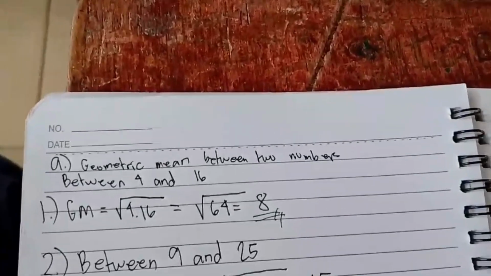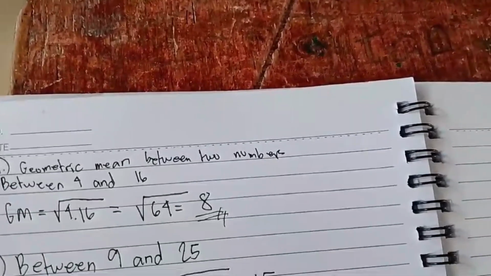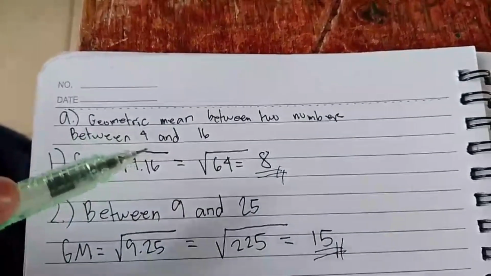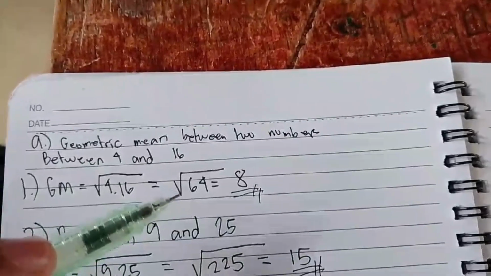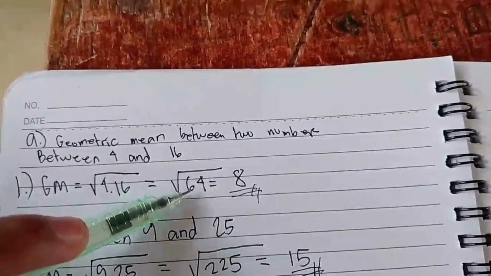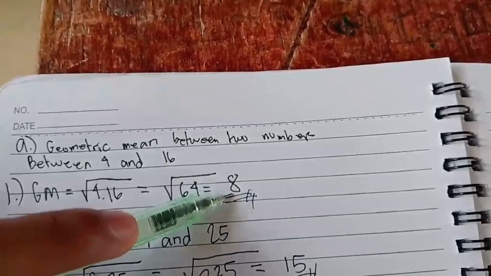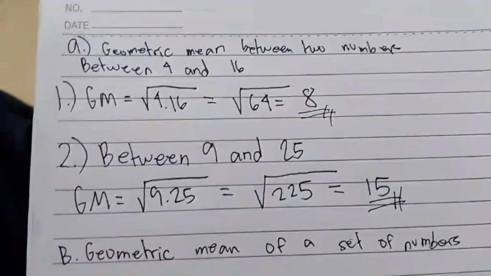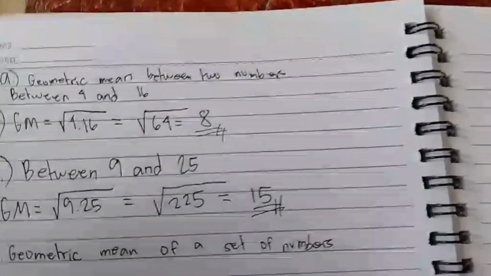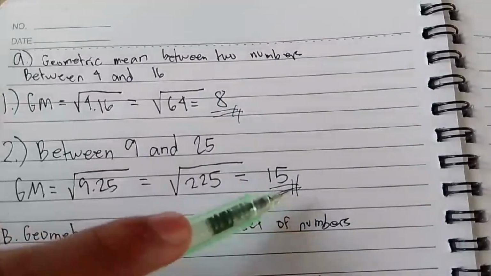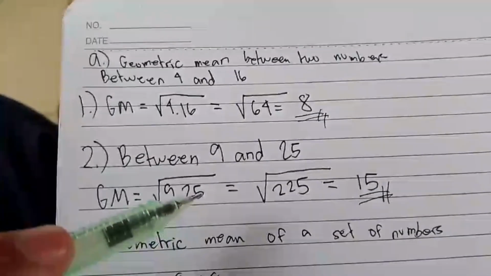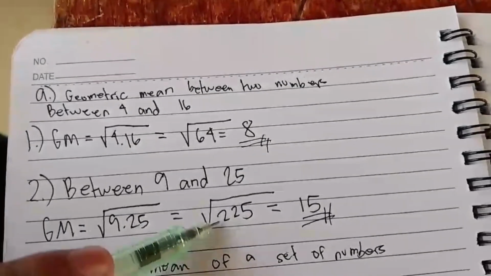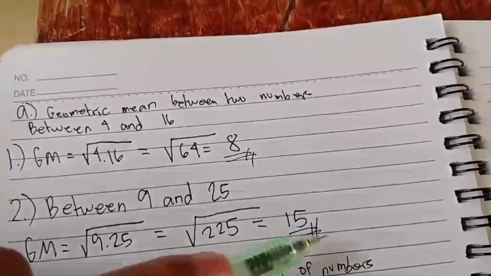So the first example is GM equals the square root of 4 times 16, equals the square root of 64, equals 8. 4 times 16 equals 64, so all you're going to do is find the square root of 64, which equals 8. Second example is number 2, between 9 and 25. GM equals the square root of 9 times 25, equals the square root of 225, equals 15. 9 times 25 equals 225, so you always find the square root of 225. So the answer is 15.